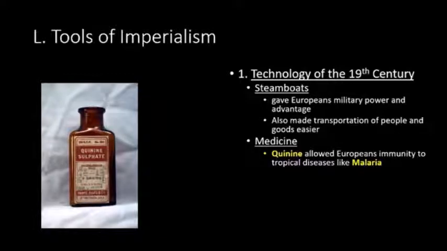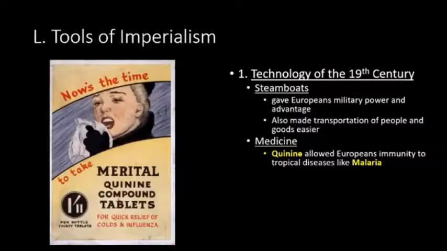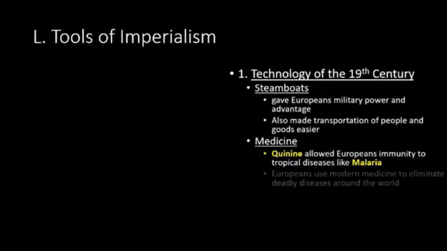But anyway, quinine was one of these medicines that allowed Europeans to conquer tropical diseases. If you're immune to the diseases, guys, then you can go into the heart of Africa and not be affected. And as we know, they certainly did. Here's another advertisement for quinine, a very universal drug. Europeans not only used modern medicine to make themselves immune, but they also spread modern medicine to eliminate deadly diseases around the world. We'll talk about that a little bit later.